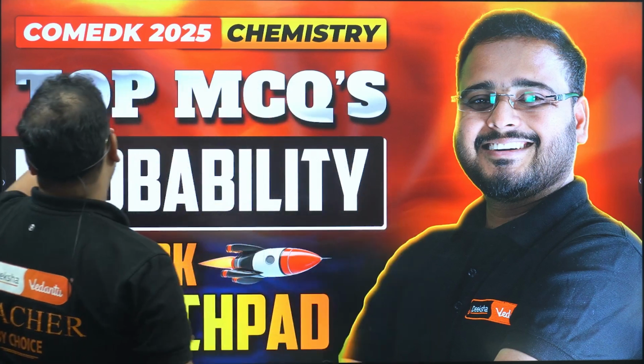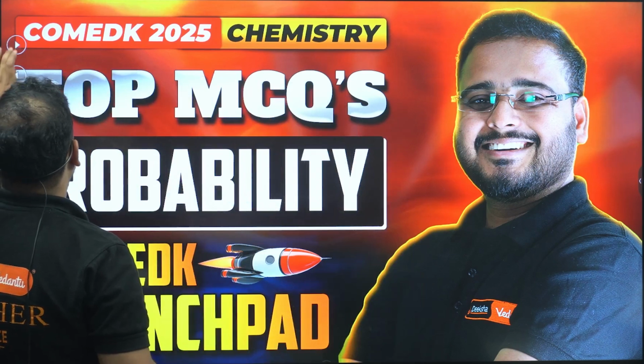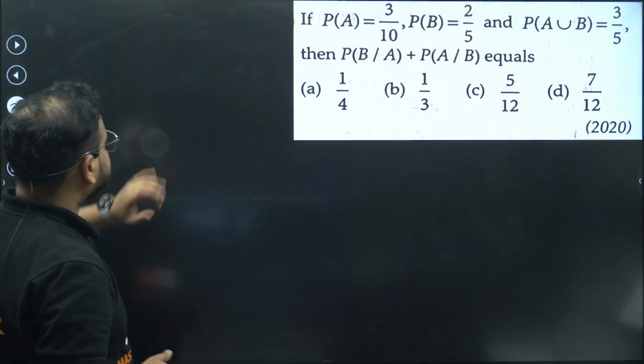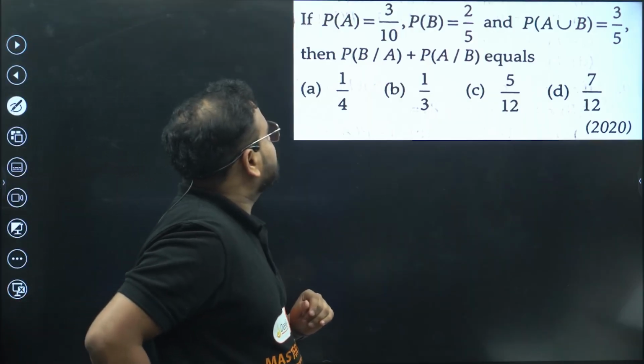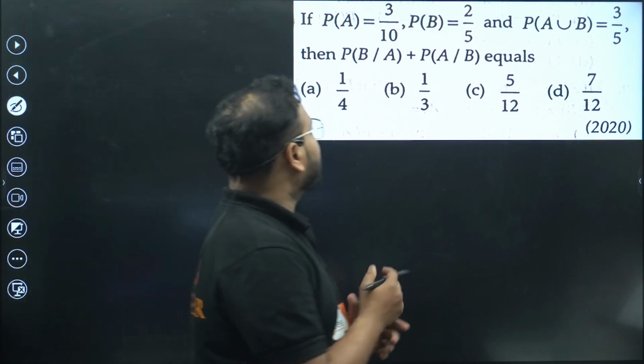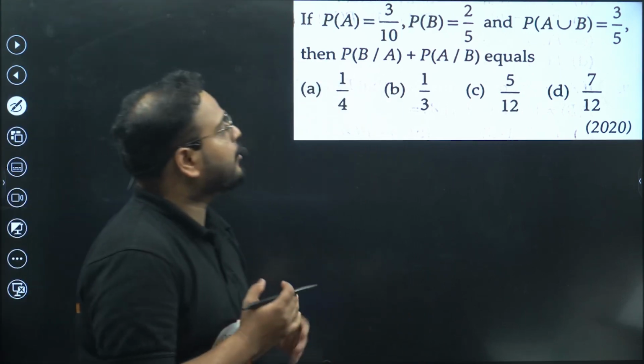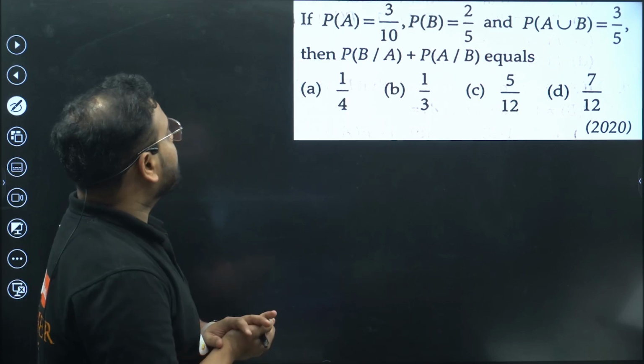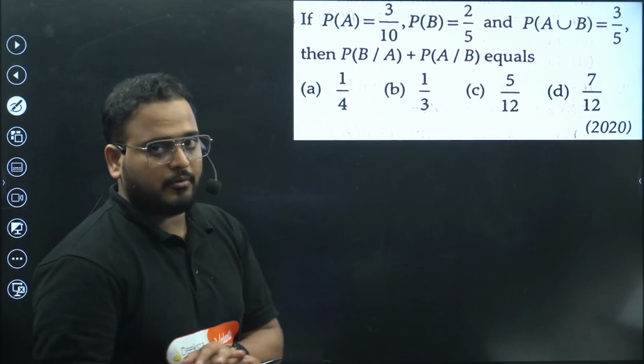Starting with question number 1 right away. What we have? The first question is, if P(A) equals 3 by 10, P(B) is 2 by 5, and P(A union B) is 3 by 5, we are looking for P(B|A) + P(A|B). What is that going to be?